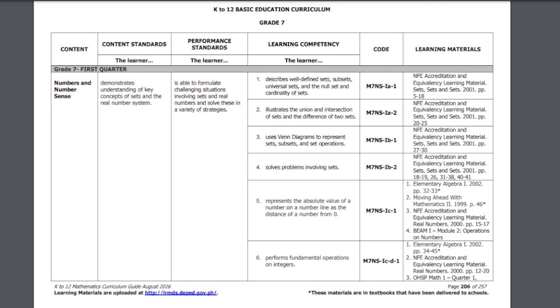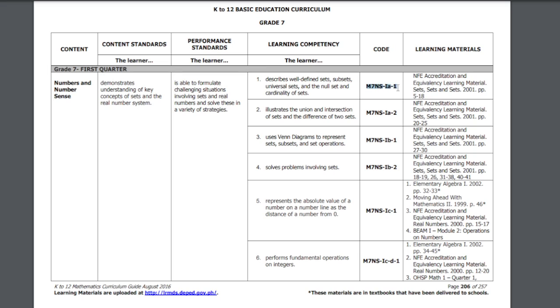Hello, hello! Let's talk about the grade 7 mathematics for the whole year. We'll talk about the learning competencies. Each learning competency would be one video, well, it will depend. There are some competencies that would take up more than one video.